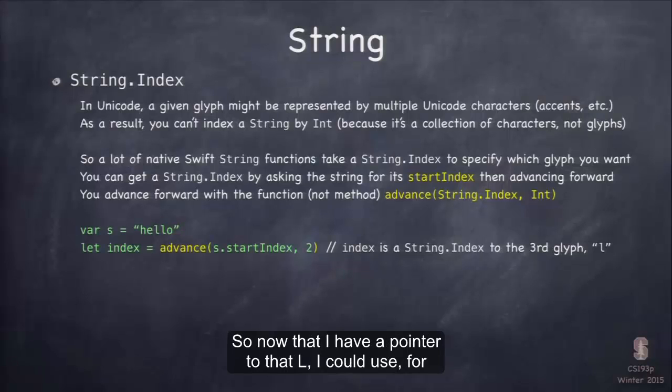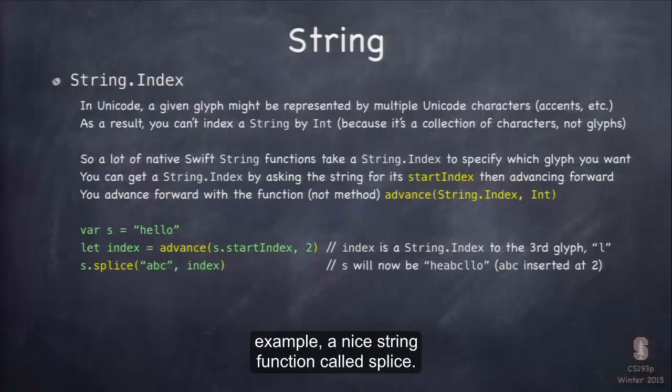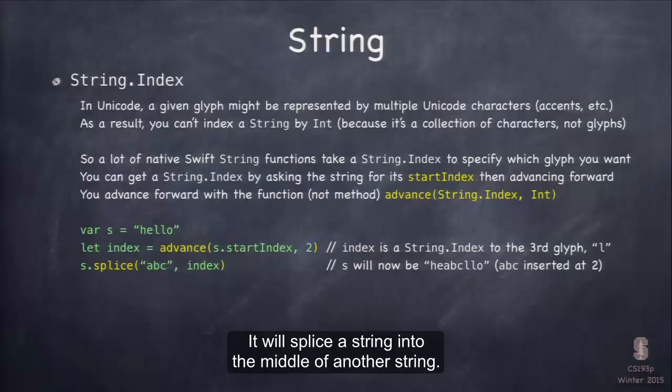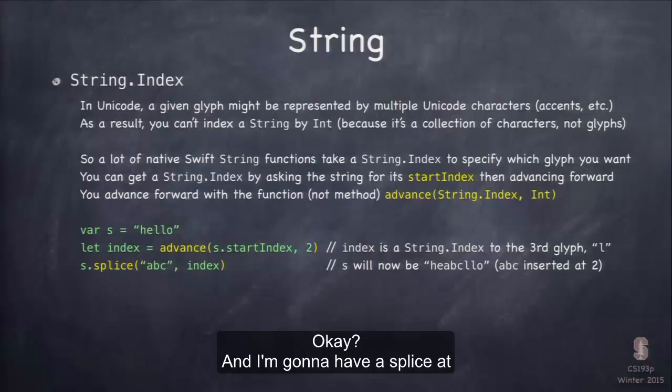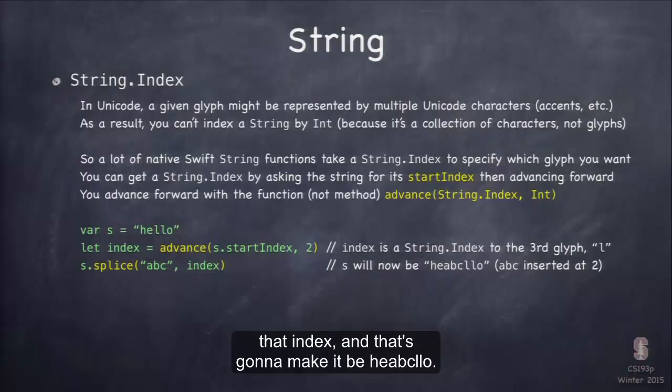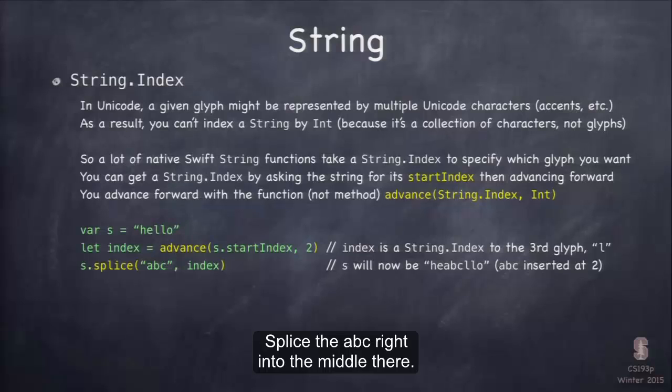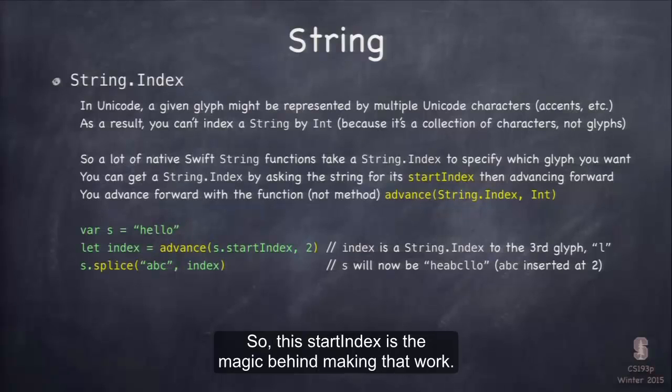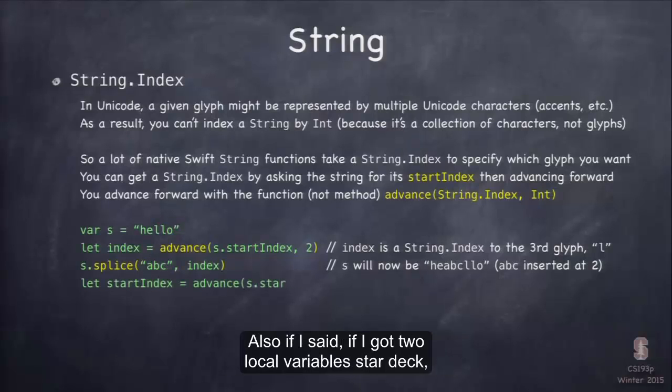So now that I have a pointer to that L, I could use, for example, a nice string function called splice. So splice is just like the splice in array. It will splice a string into the middle of another string, okay? And I'm going to have it splice at that index, and that's going to make it be HE ABC LLO. Splice the ABC right into the middle there, okay? So the start index is the magic behind making that work.